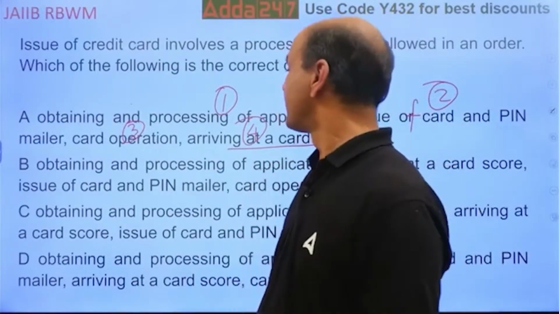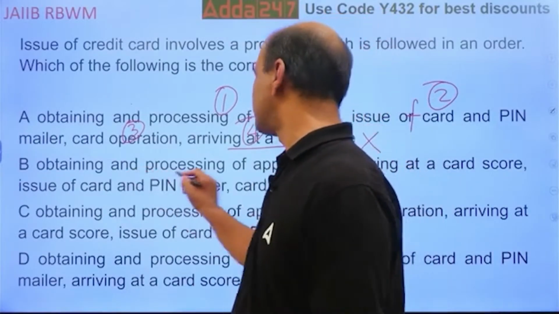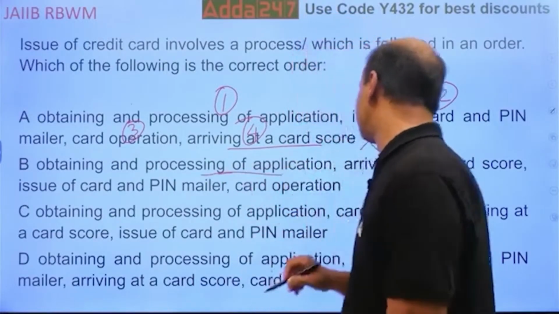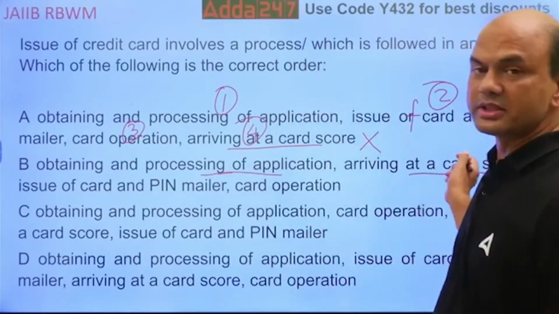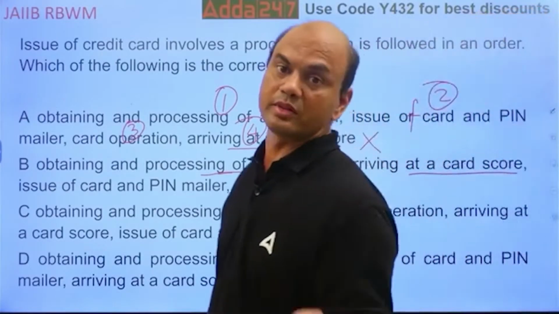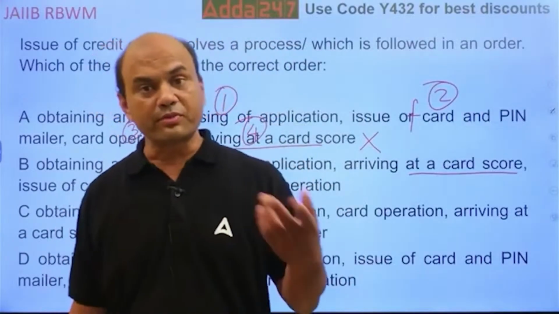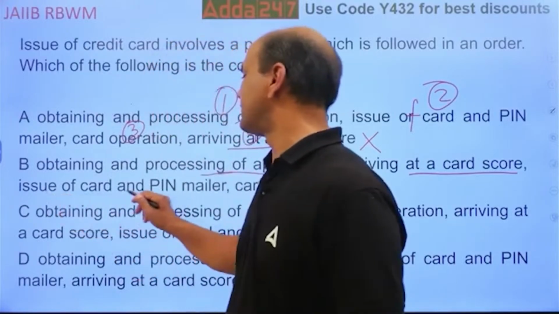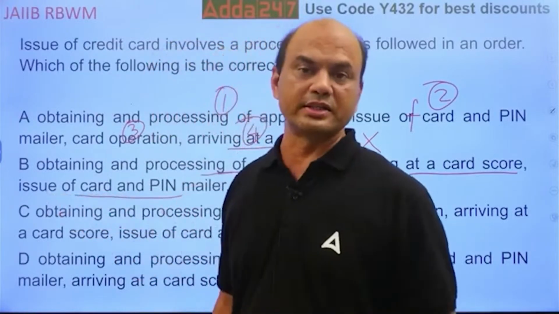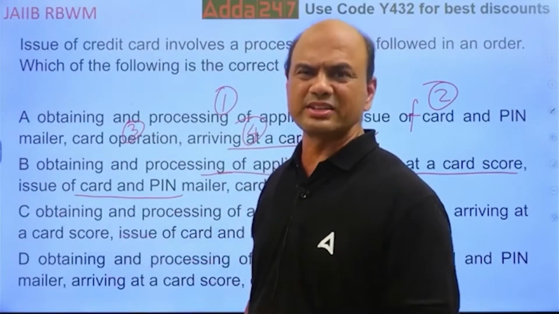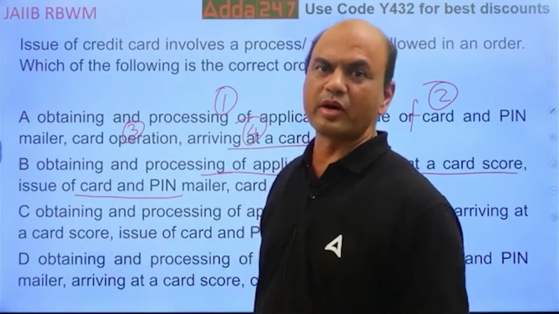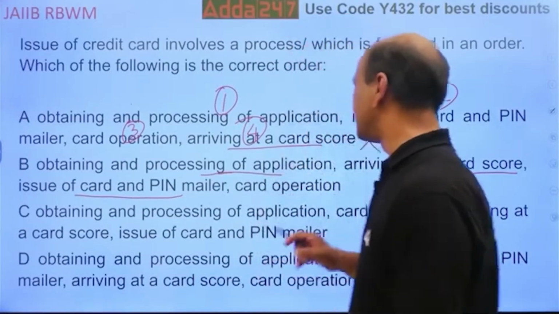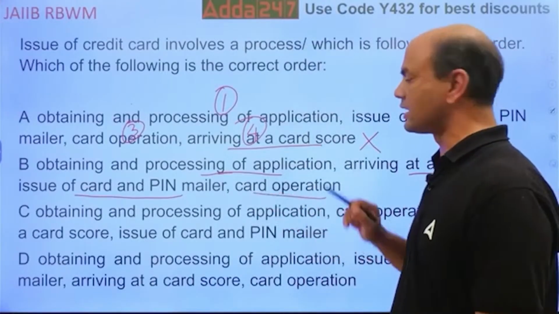Correct sequence is this: obtaining and processing of application first. Then the credit score, and depending on this credit score, you will issue the card or you will not issue the card. You will decide the type of card you want to issue. Then issue of card and PIN mailer. Once it is decided, you will give the card to that customer, and the PIN mailer. Nowadays mailer is not there, PIN SMS is there, or internet banking is there. We don't have mails nowadays. And the last one is card operations. We will monitor these card operations.